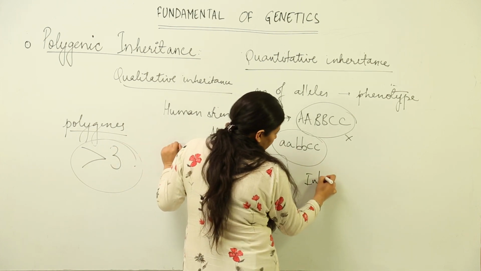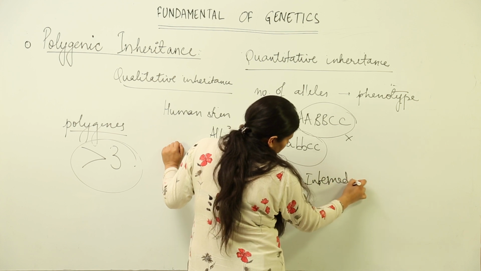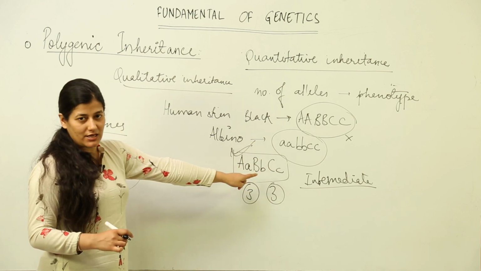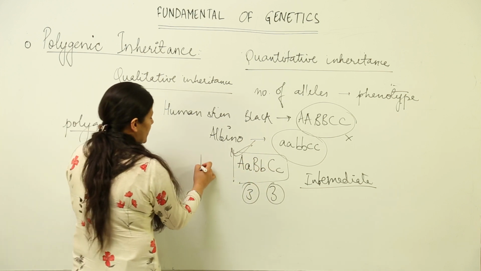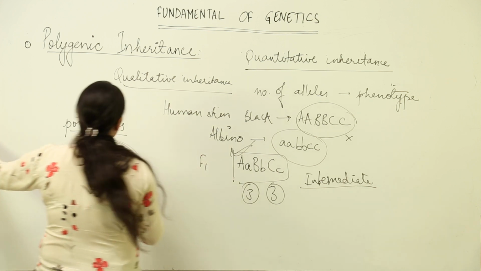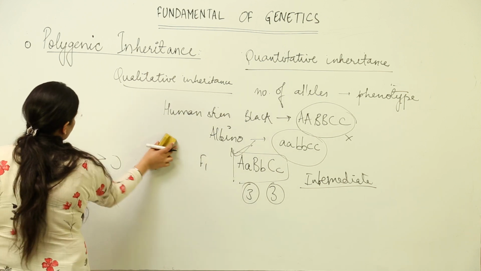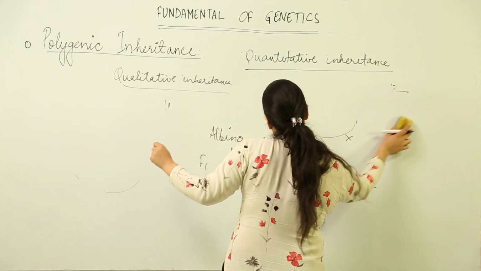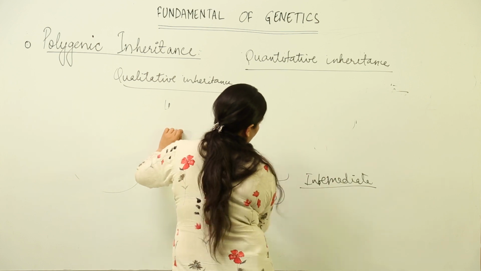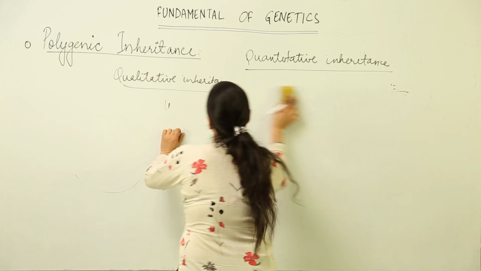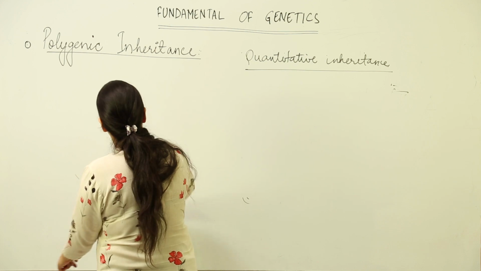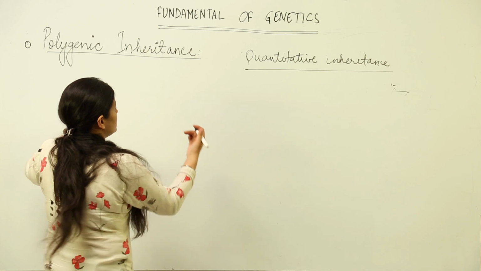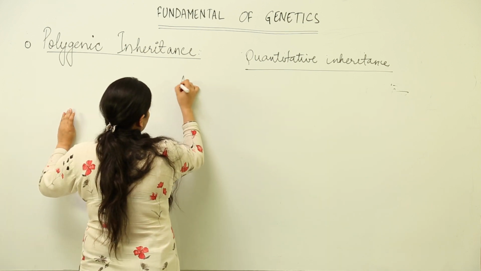Now supposedly you are asked to interbreed these offsprings. This is F1. Now what would happen in F2? What we are going to observe is that when the F1 parents are interbred, we are going to find many phenotypes, grades of phenotypes.